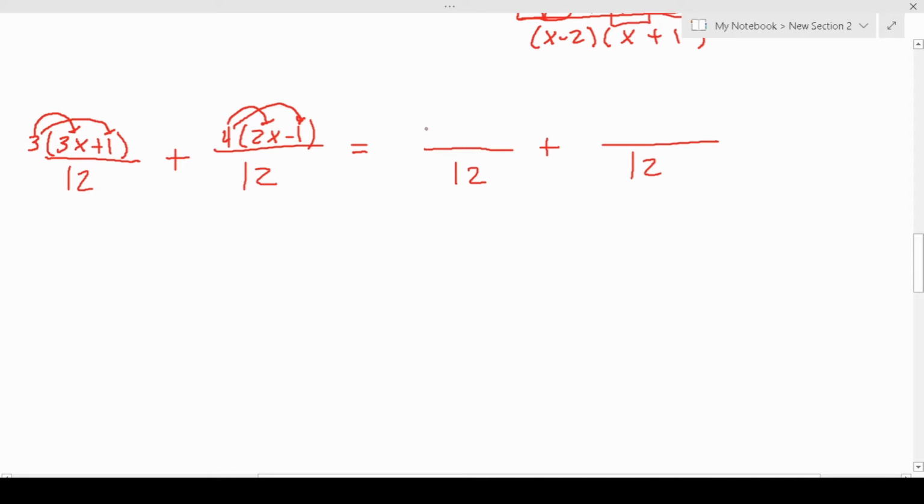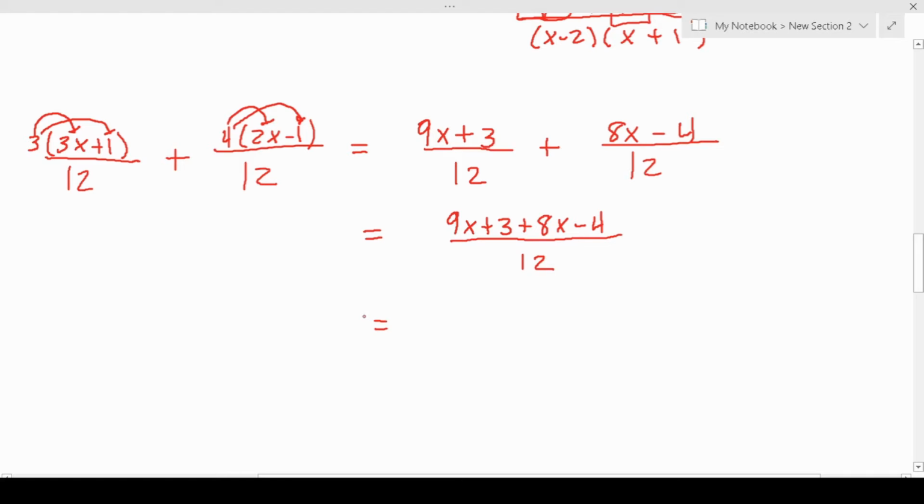3 times 3x is 9x. 3 times 1 is just 3. 4 times 2x is 8x. 4 times negative 1 is negative 4. Now we can combine these to be over 12. Again, that's going to be 9x plus 3 plus 8x minus 4.